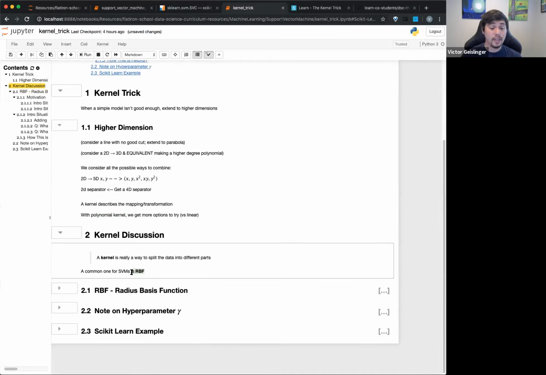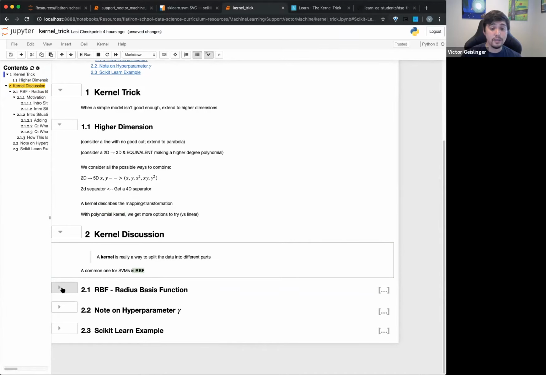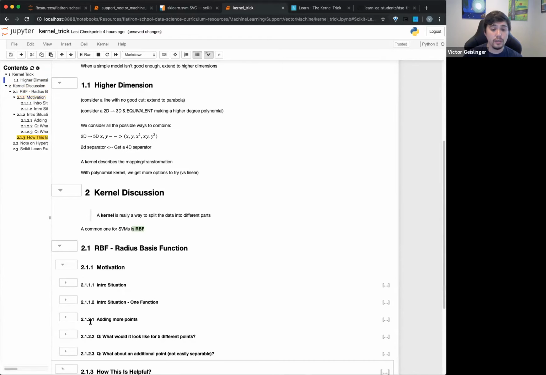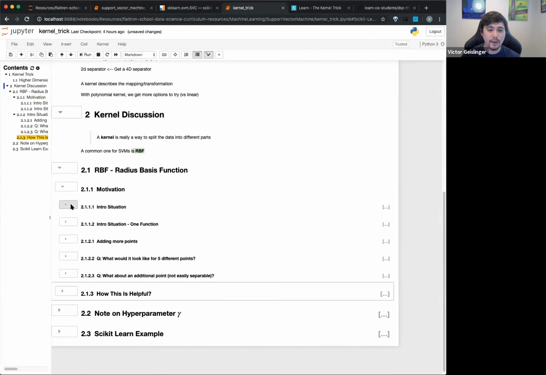So RBF is kind of like the common one. Basically, instead of just saying, well, let me just get X, Y, and X squared, we essentially make a new function that's going to split this up. I'm just going to walk through parts of this relatively quickly.